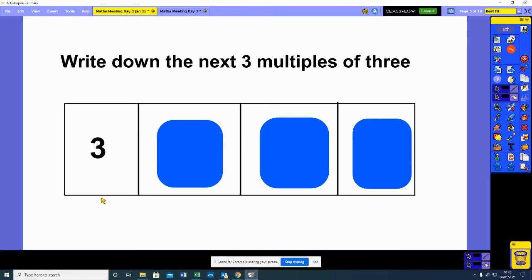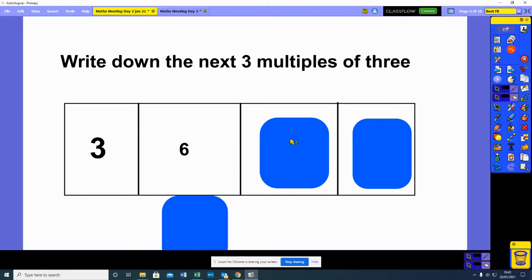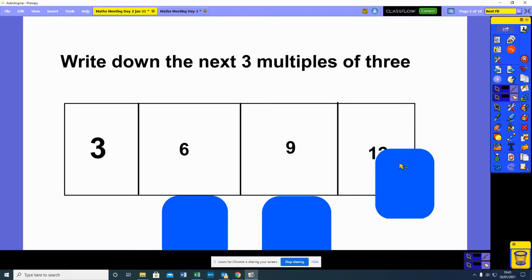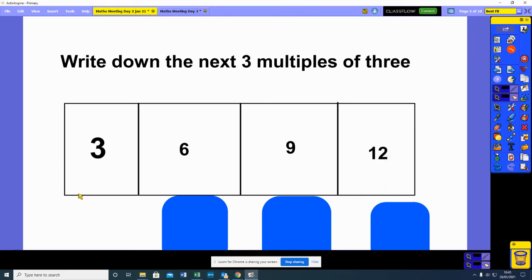We're counting in multiples of 3, starting at 3. So I've got 3. My next answer is brilliant. 6, 9, 12. Fantastic. I'm counting in multiples of 3: 3, 6, 9, 12. Excellent work.